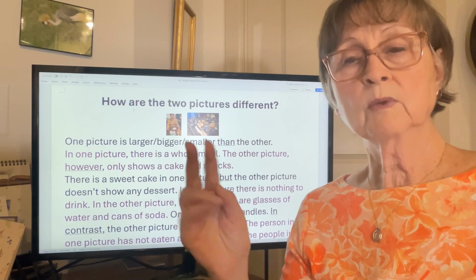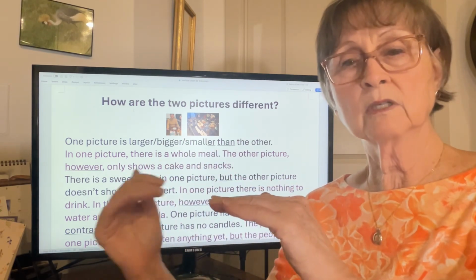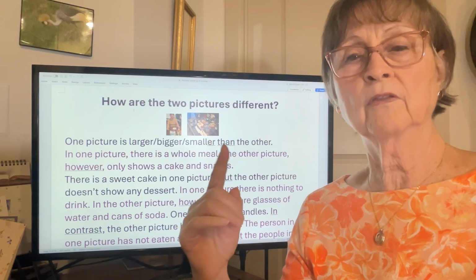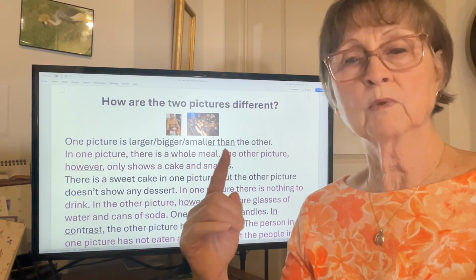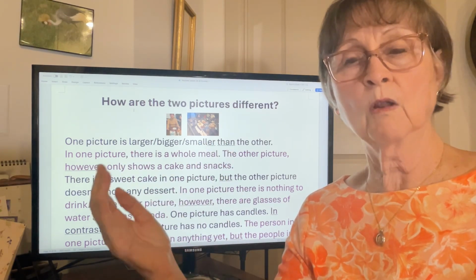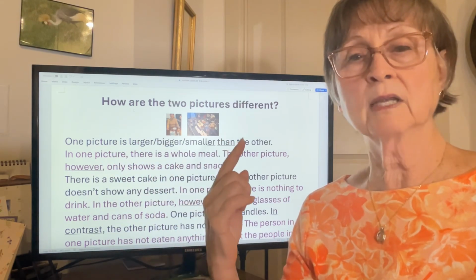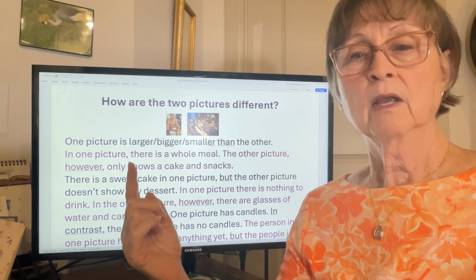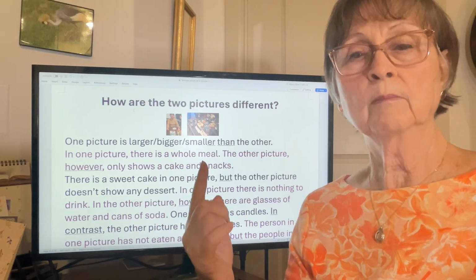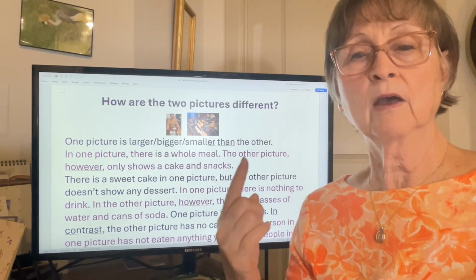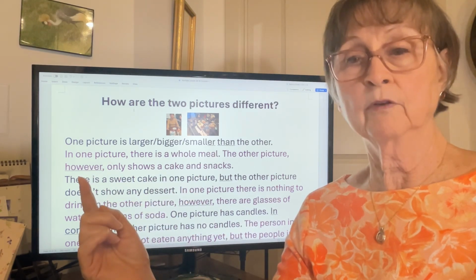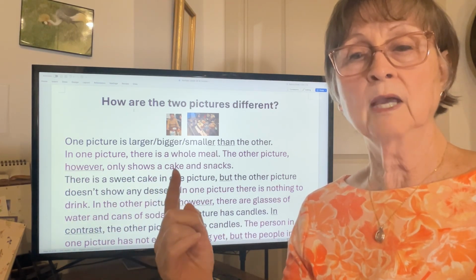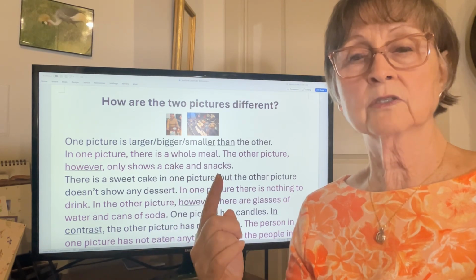Now, usually we take two sentences to say different, but using "than" is the way we show that there's a difference. One is smaller, one is bigger than. So that takes care of making them different. In one picture, there is a whole meal. The other picture, however, now there's a "however" stuck in the middle, only shows a cake and snacks.